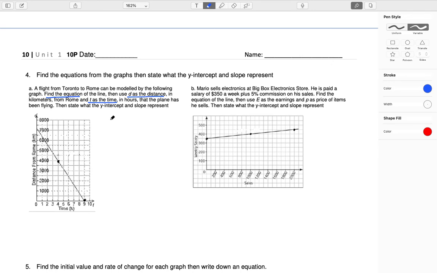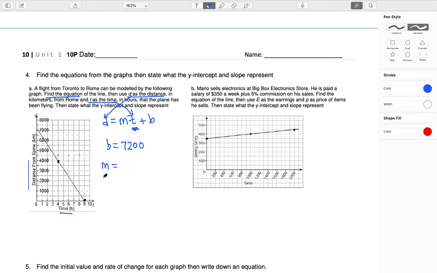Okay, so it looks like I'm going to write it as d is equal to mt plus b. So d is the distance, right? The y value. And t is the x value over here. So to find it, first let's identify the y-intercept. It looks like my y-intercept is right above 7,000. So we could say approximately the y-intercept is maybe 7,200.